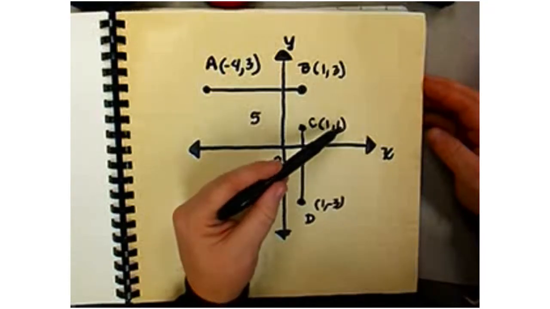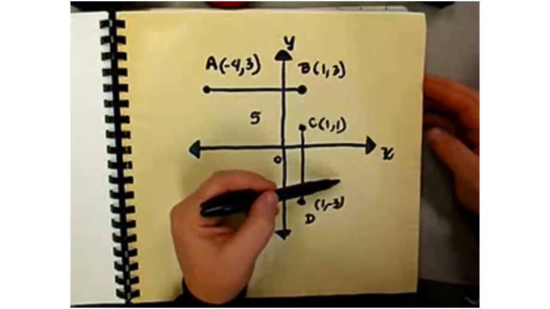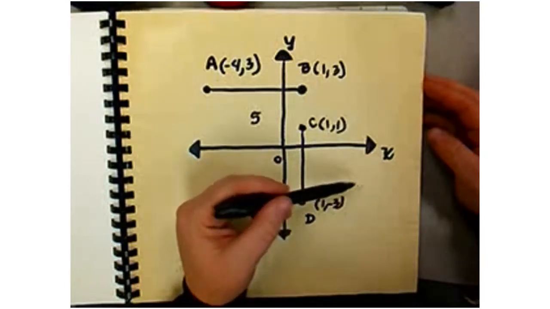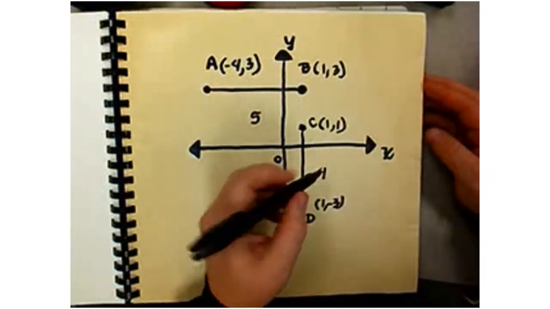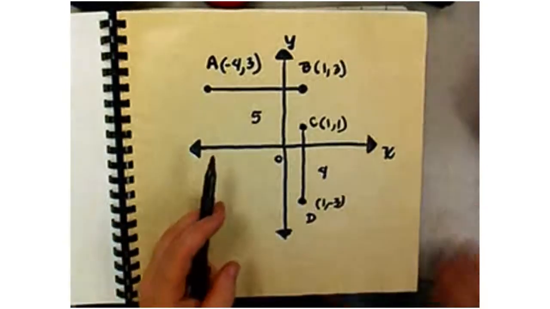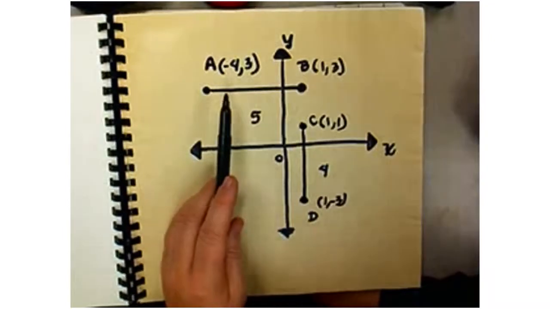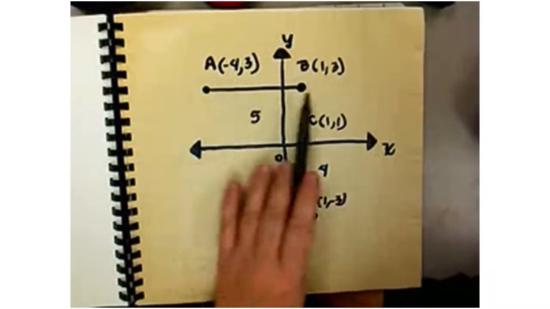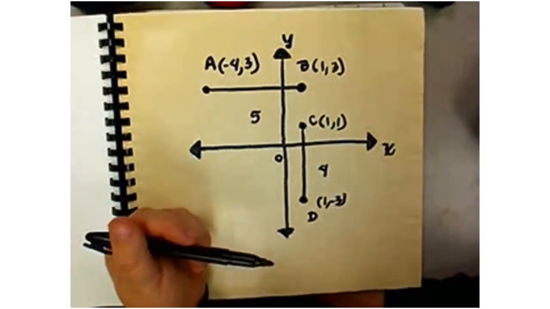What is the difference between 1 and -3? That's the same as 1 minus a -3. So if we have a minus negative, that actually means plus. So 1 plus 3 is 4. So this is 4 units long. So that's reminding you that to find distance, you could just subtract your coordinates if it's a flat line, if it's horizontal, or if it's a vertical line.